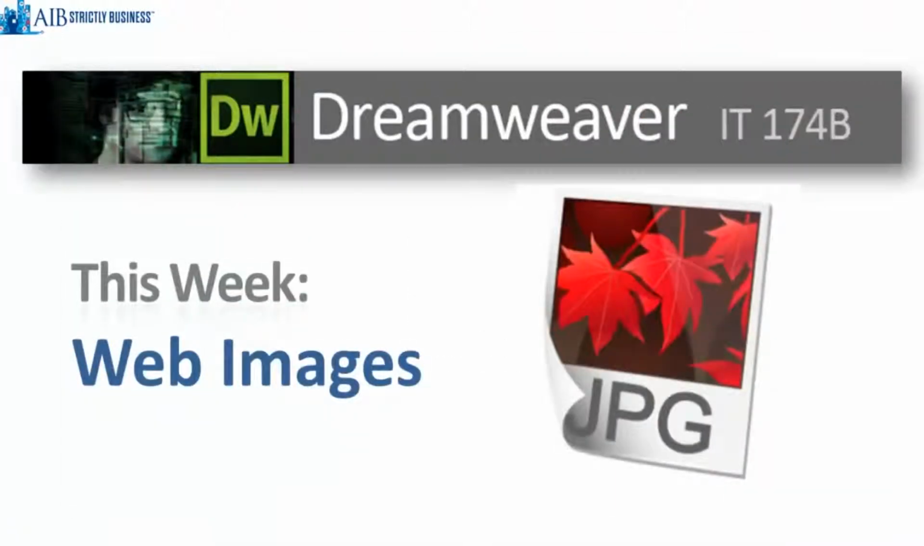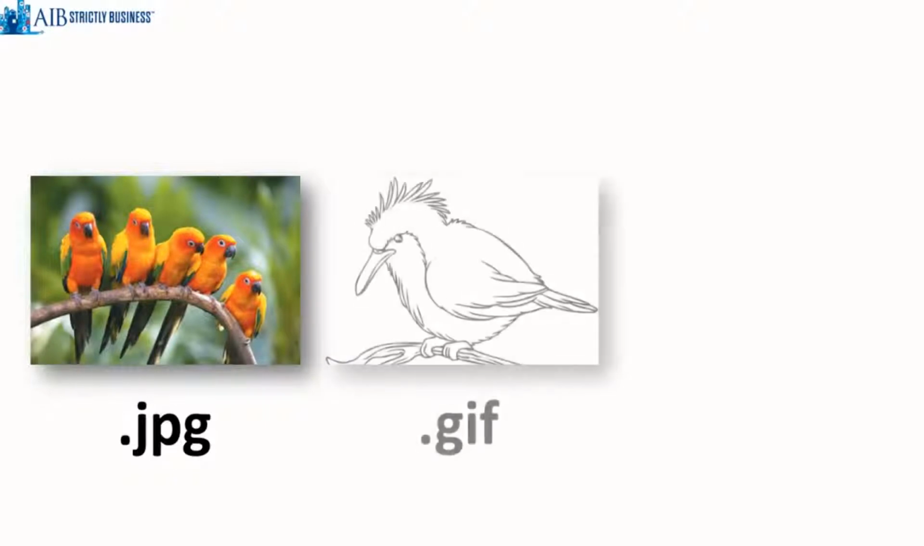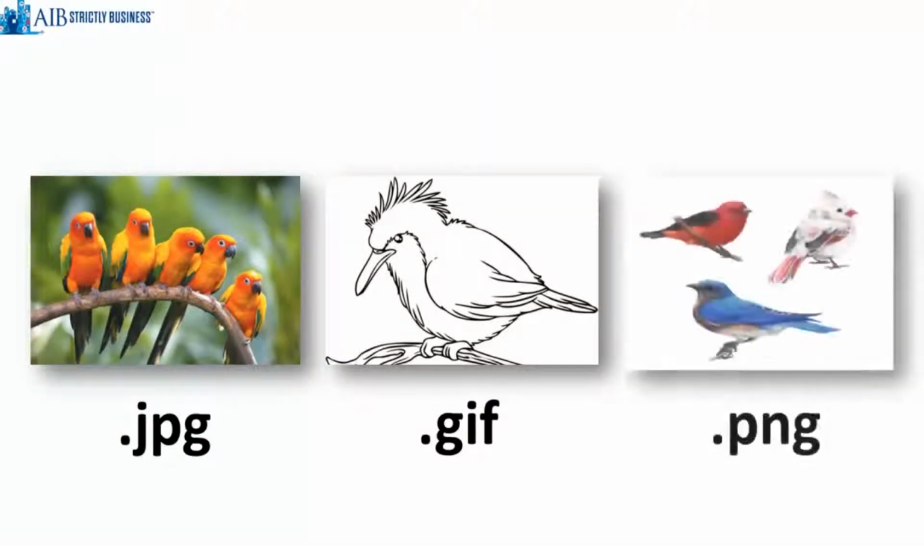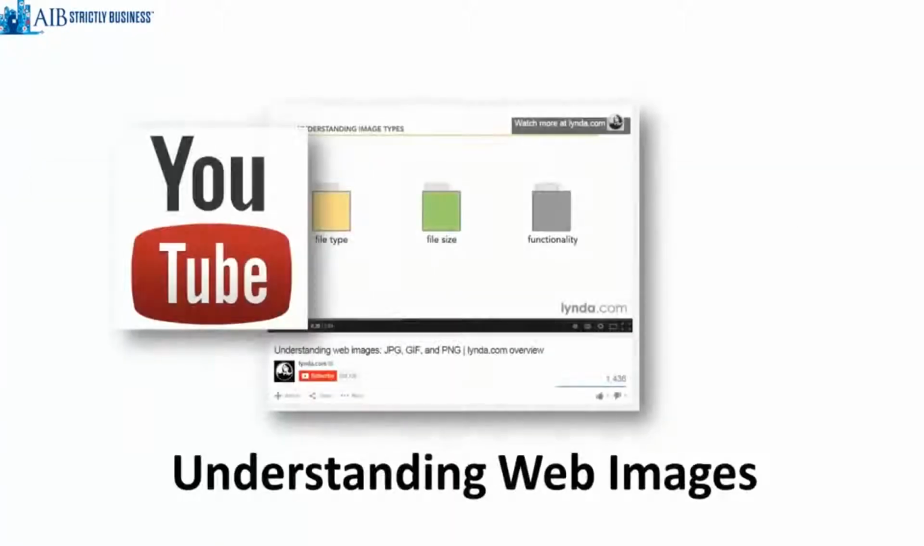Something else I'd like to talk about this week are the images that you typically see on a website. Most sites on the web today use one or more of the following types of image files: JPEGs, GIFs, and PNGs. I've provided a link below to a short video that does a nice job of explaining what each of these names mean and how to decide which type of image you should use in a website.